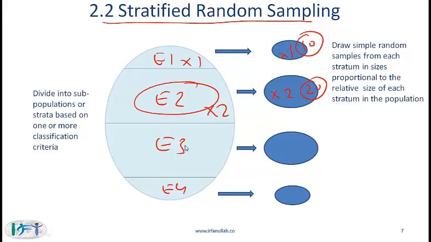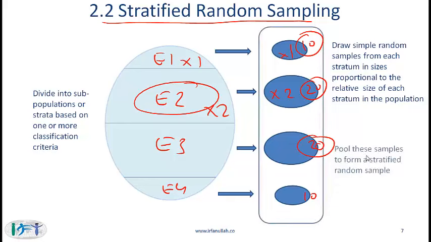In my simple example, exchange 3 is the same size as exchange 2. So here you will also have 20, and exchange 4 is the same size as exchange 1. So here you would have 10. And then you pool these samples to form a stratified random sample. So here your sample of 60 has representation from all 4 subpopulations, and this would be called a stratified random sample.